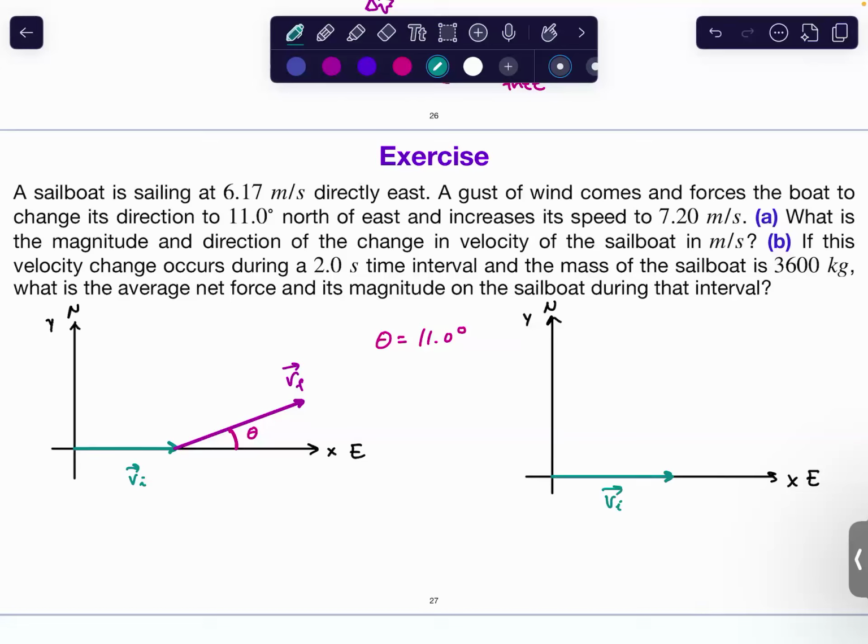So I'm gonna put these both at the origin, is what I'm gonna do. Okay, so we'll just kind of draw it like this to start with. We want to draw it to scale, we may have to change it. But our vector subtraction goes from the head of the first one to the head of the second one. So we're going to need to find that delta V.